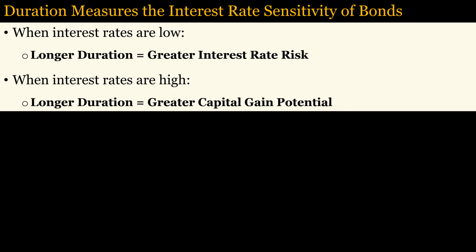Duration measures the interest rate sensitivity of bonds. When interest rates are low, a longer duration means greater interest rate risk, because when interest rates rise, bond prices will decline more for long duration bonds than for short duration bonds. By contrast, when interest rates are high, a longer duration means that there is a greater potential for capital gains. And, as you know, most people now believe that interest rates are at their peak. Interest rates are expected to decline as the economy slows.